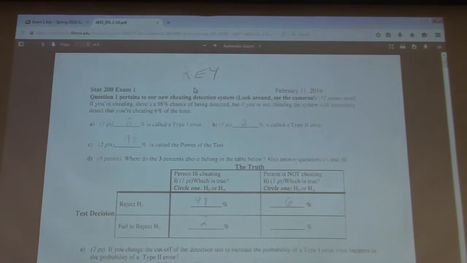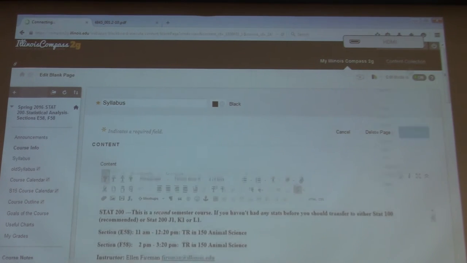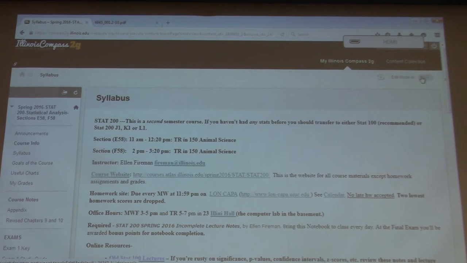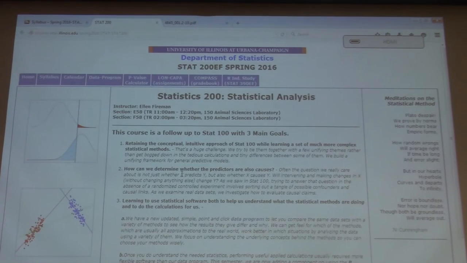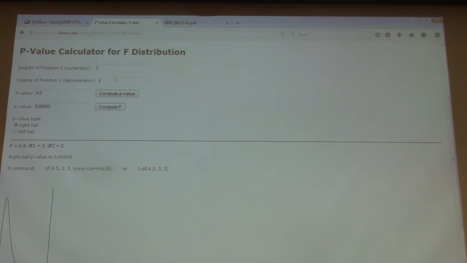And let's go to our syllabus and go to our course website. We have a p-value calculator up there for the F distribution. Remember, the degrees of freedom in the numerator was what? 1, and the denominator was n minus 2, 62. So we have 1 there.